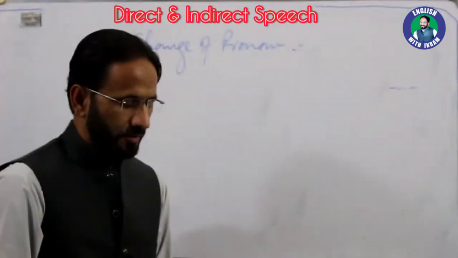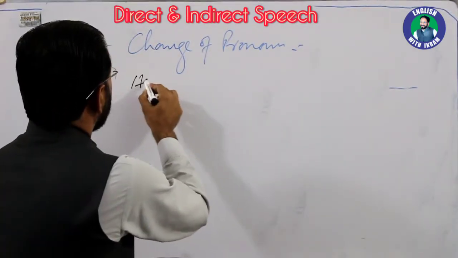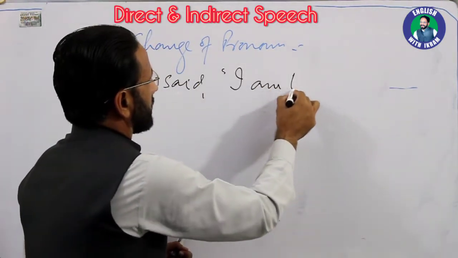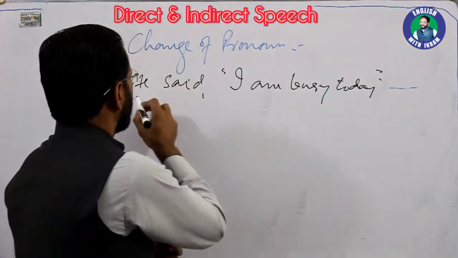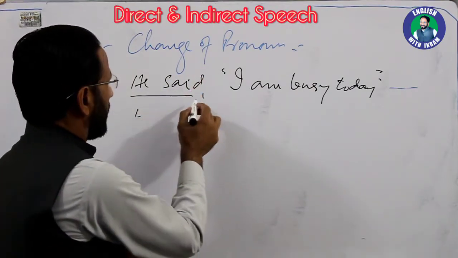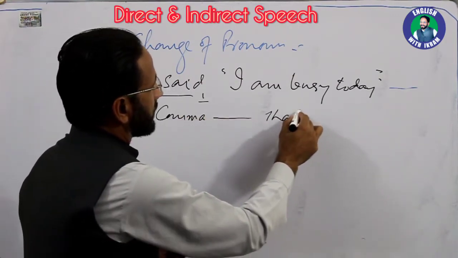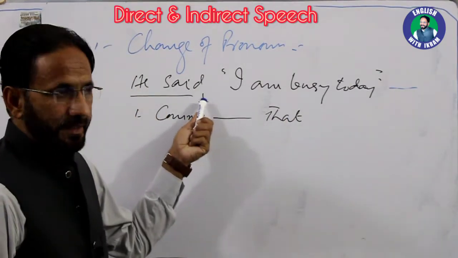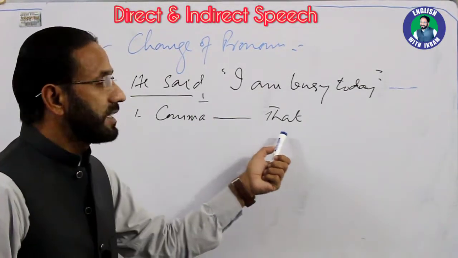How do we change pronoun? Change of pronoun. The first change, that is change of pronoun. For example, the same sentence, he said, I am busy today. First of all, before that, we remove the comma. Comma is removed, and comma ki jagah pe hum that use karte hain. This is the first change.